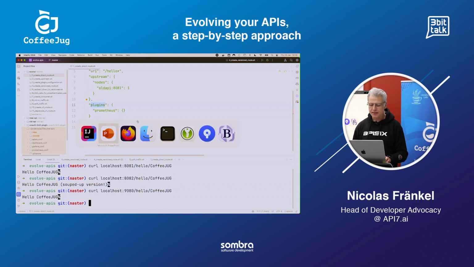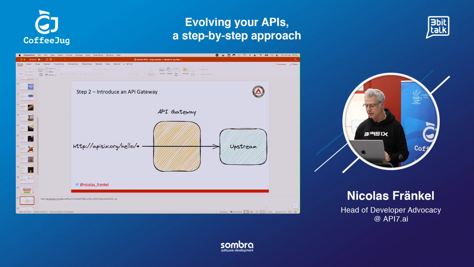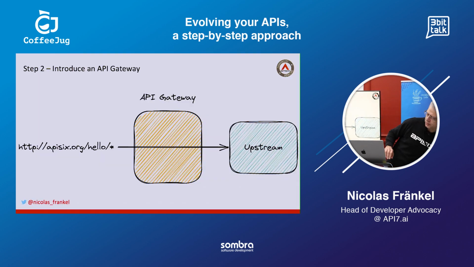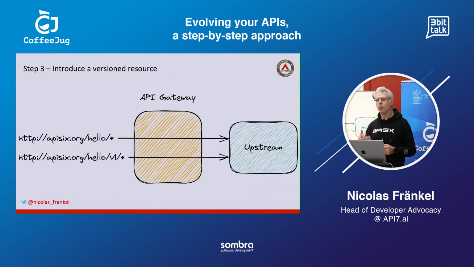Okay, next step. Next step is I want to start versioning. How do I want to start versioning? I would introduce versioning in some way. So actually, there are three ways to version APIs. The one I will use in the demo, the one that most people use, is path-based. So V1, V2, whatever.